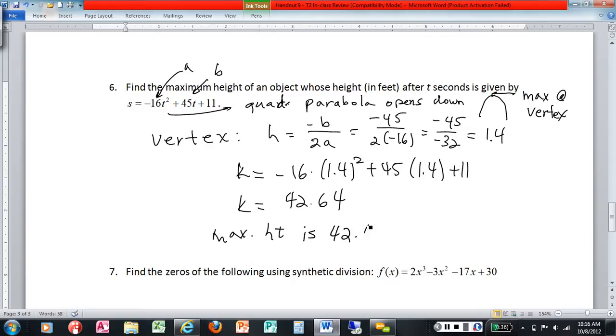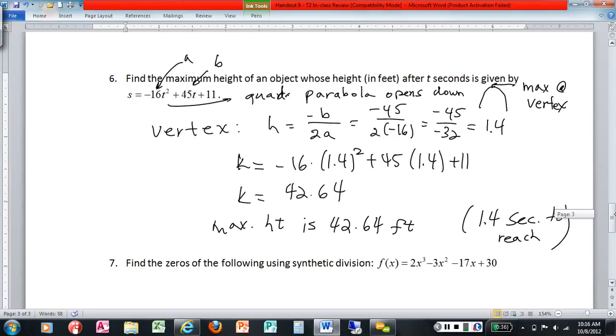What is the 1.4? Where does that factor in? It's the number of seconds, right? To reach the maximum height, you need this 1.4 seconds. Okay? All right. Number 7.